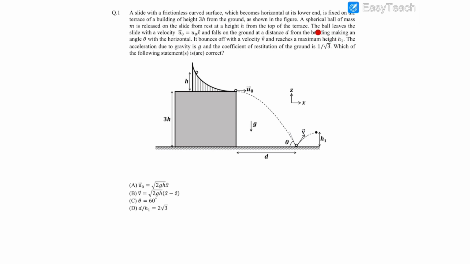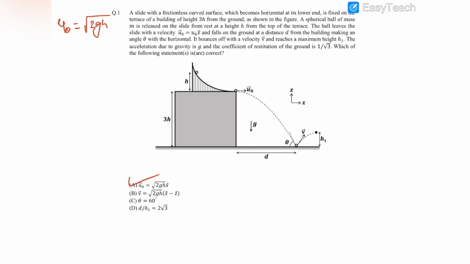The coefficient of restitution is 1 by root 3. So we have to find out the correct options. First of all, we can see that this ball is released from rest from the top. So we can say that u naught is equal to root 2gh. This we can easily say, and therefore the first option is correct, that u naught is equal to root 2gh i cap.